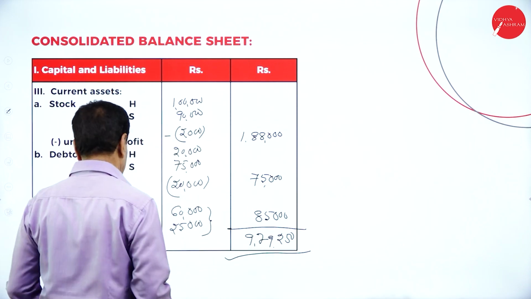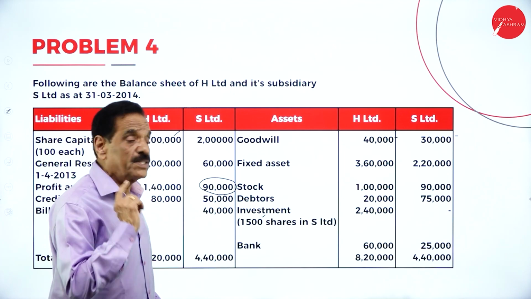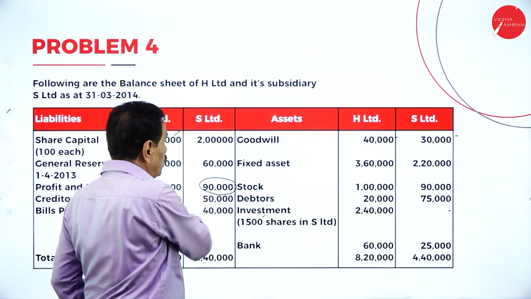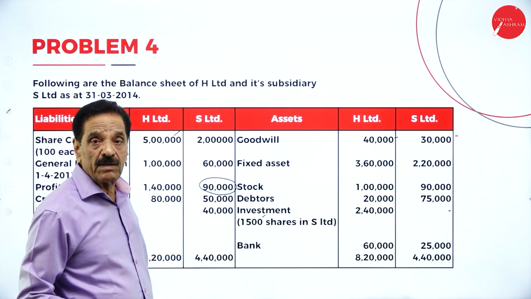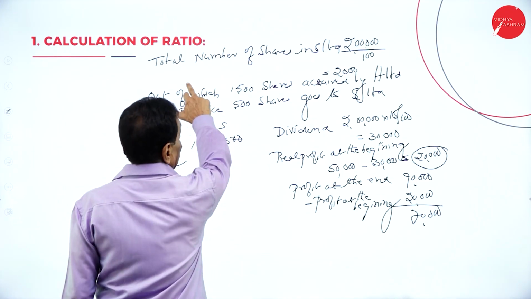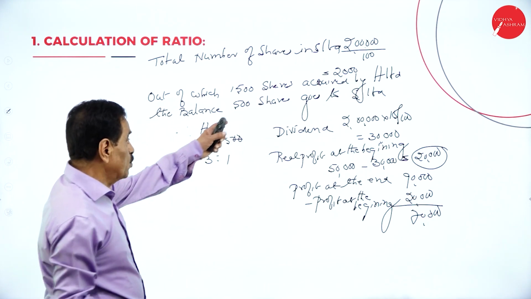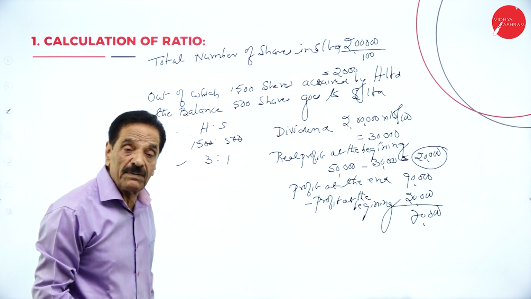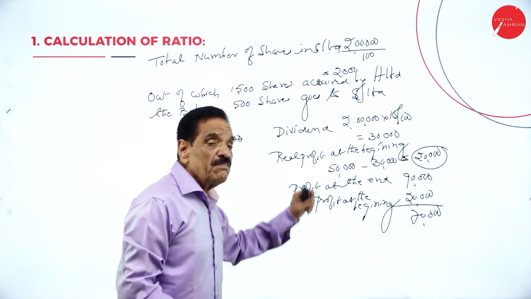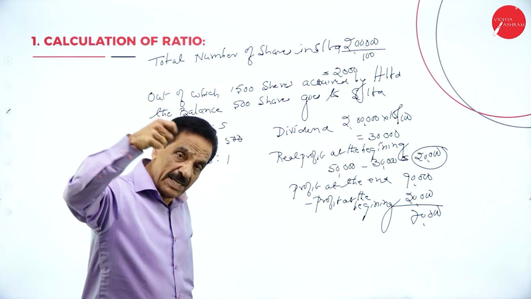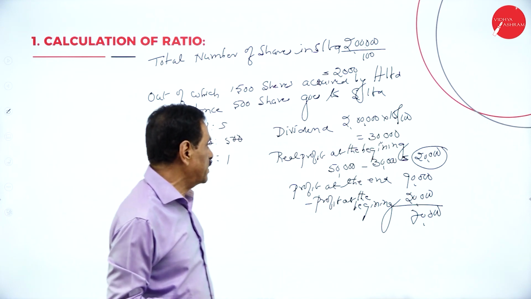So once again I will explain in detail. How many shares are there? Totally we have got 2,000 shares. Out of that 1,500 acquired. So the minority goes to 1. The total number of shares is 2,000. How much acquired by H Limited is 1,500; how much goes to minority? 500 shares. So they are in the ratio of 1,500 to 500, 3:1. The dividend which has been declared is credited to P&L account and has not been utilized. So 2 lakh into 15 by 100 is 30,000.